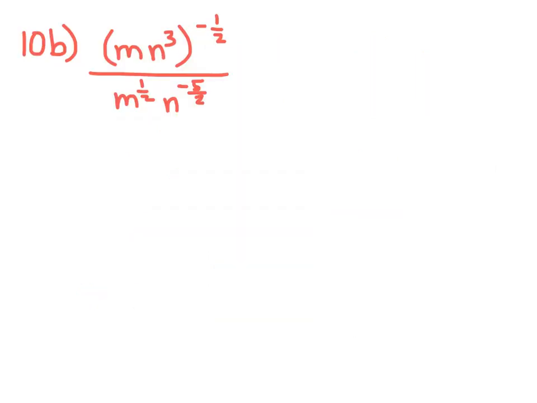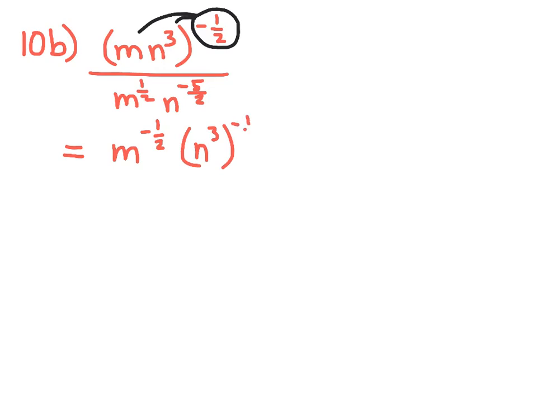We're taking a look at 10b. So 10b, please be very careful. I would not do this. What you may be thinking is do this division right here, do this division right here. And that is not what you should be doing right now. What you should be focused on is the power of a power. This power applies to both of those things in there. So that's what I'm going to take care of first. That is this m to the power of negative a half, and this is n cubed to the power of negative a half. That negative a half applies to both things.